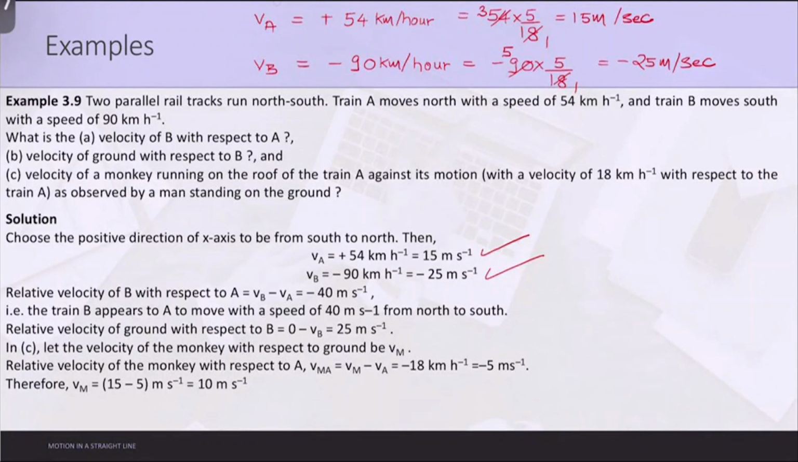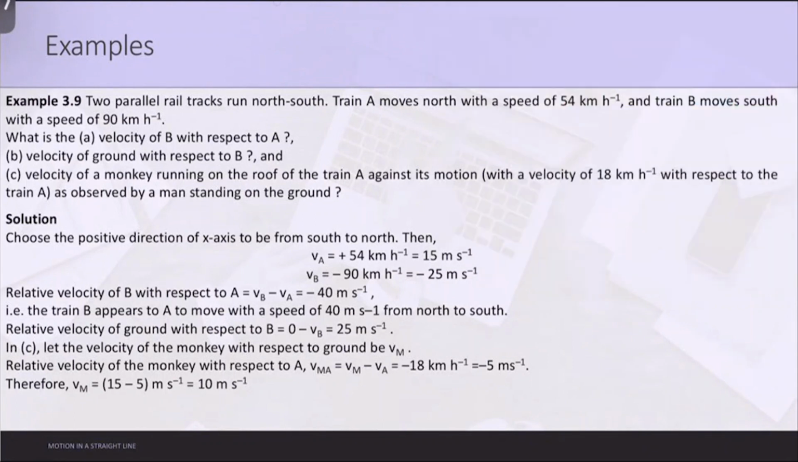So this thing we got till now. Let's understand the question. The first question asks: what is the velocity of B with respect to A? Very easy. We just need to calculate the velocity of B with respect to A, which is equal to VB minus VA. What is the VB value? VB is nothing but minus 25. What is the VA value? Which is 15. Therefore, you got the answer equal to minus 40 meter per second. That's it. That is the first question, as you can see here also.